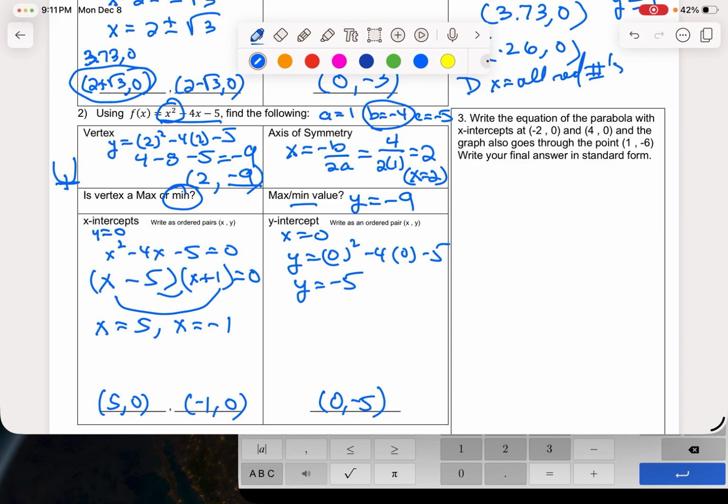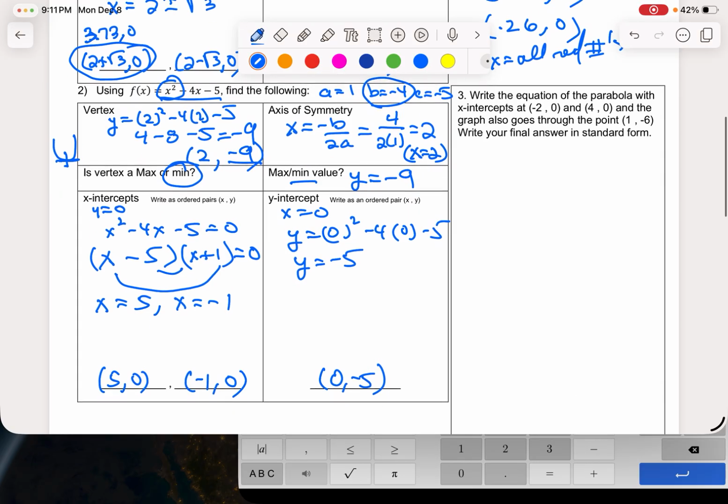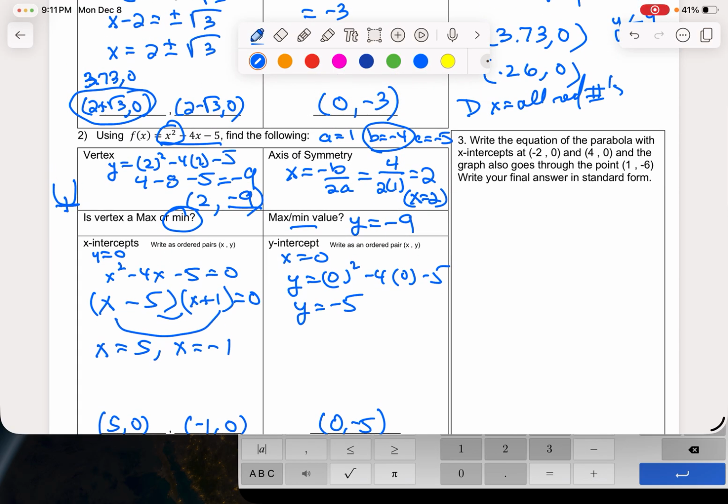All right, last one, you're given 2 x-intercepts and another point. We need to find our equation. So we're going to start out with our form, which is a times x minus r times x minus p, and we use our 2 x-intercepts. We don't know a yet, so I'm going to write y is equal to a. If we have an x-intercept of -2, that's x plus 2. If we have an x-intercept of 4, it's x minus 4. So we've used those 2 points.